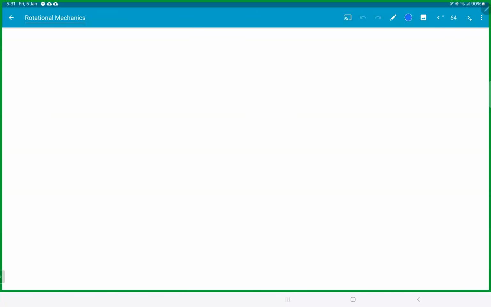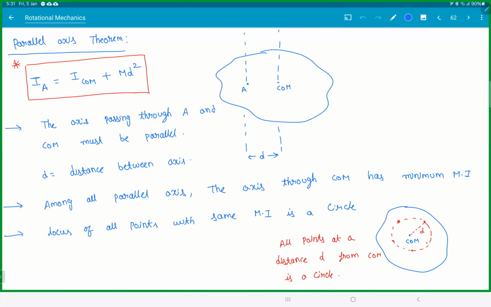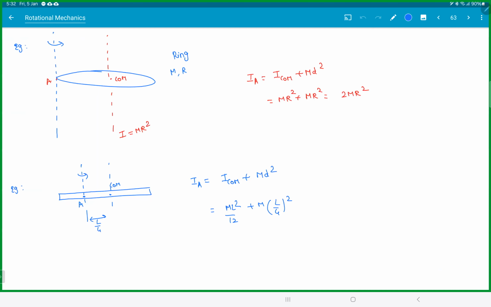So the last thing we did was the parallel axis theorem. Like I said, the proof is really not that important, so we'll just skip the proof part. We're more interested in seeing how it works out.